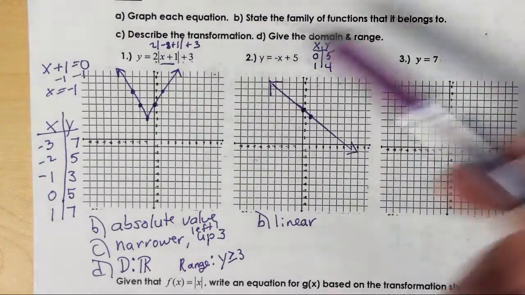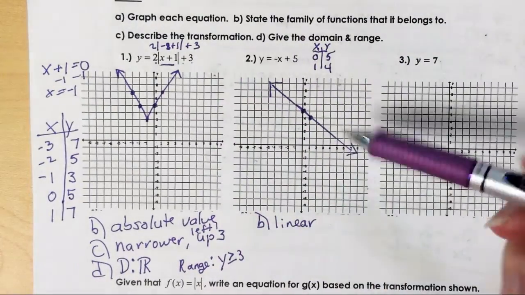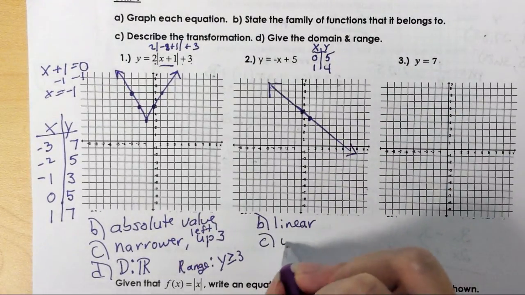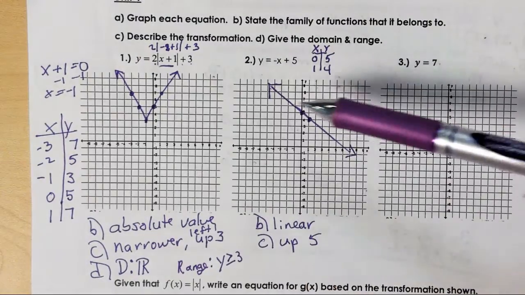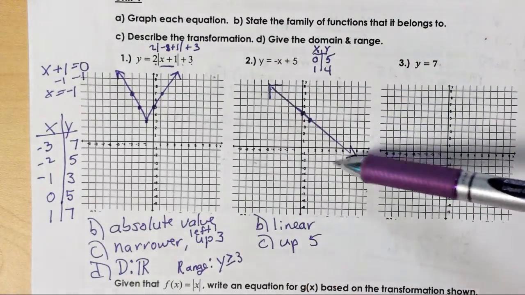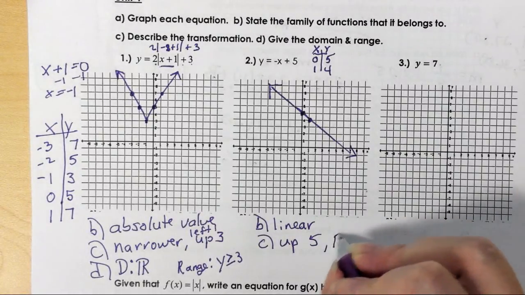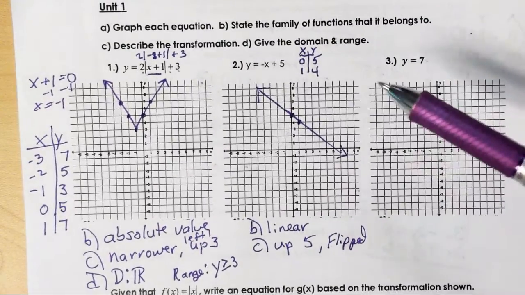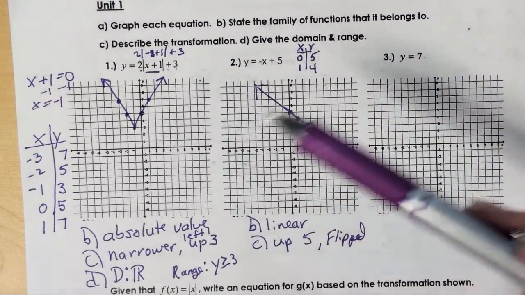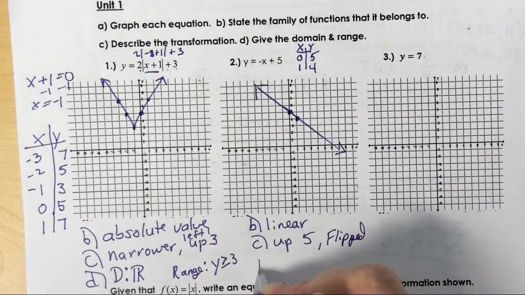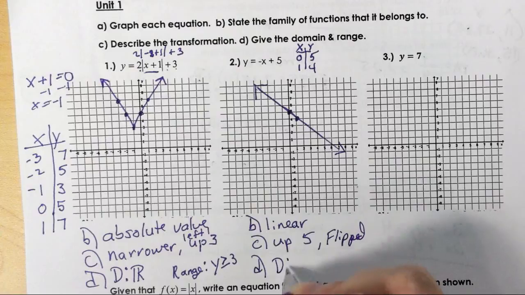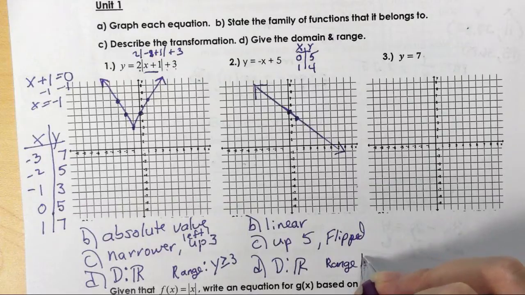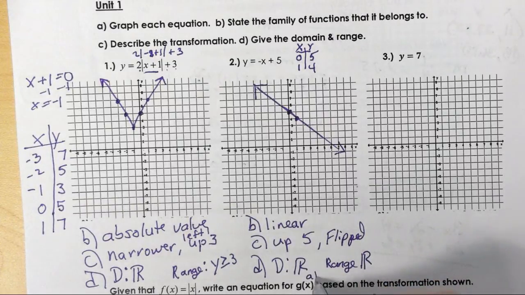So it is the linear function. The transformations on linears, remember, only go up or down. So this would go up 5. It is flipped as far as it's a negative slope. And lastly, when you're doing domain or range on linears, they both are all real numbers.